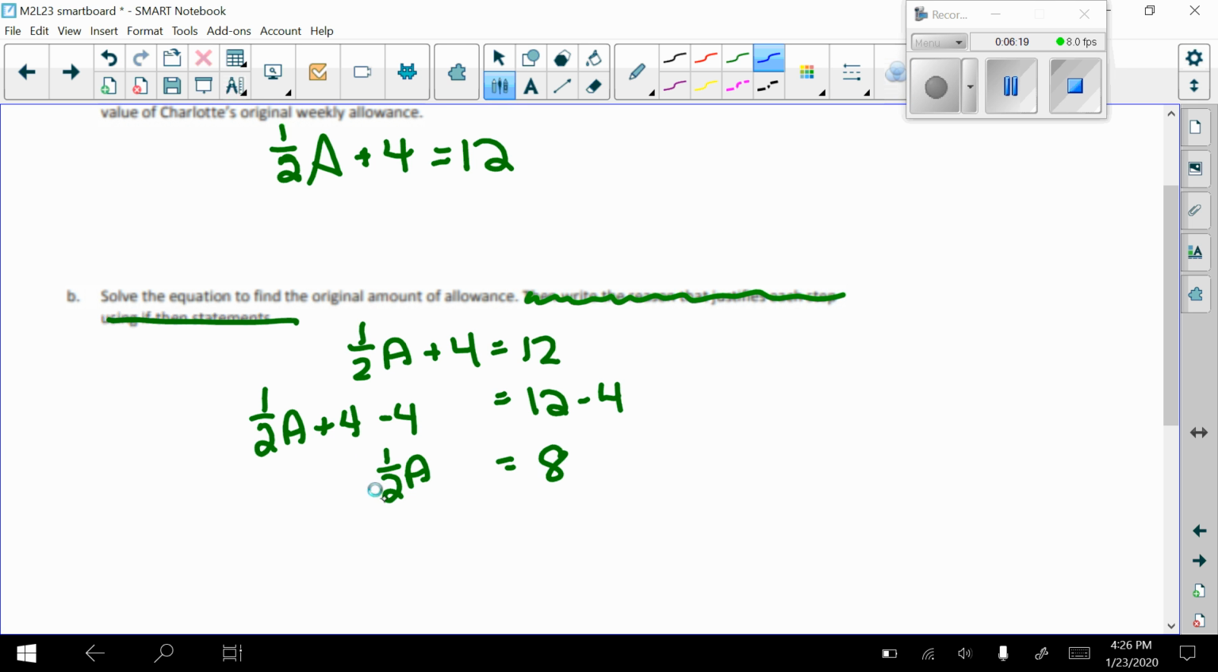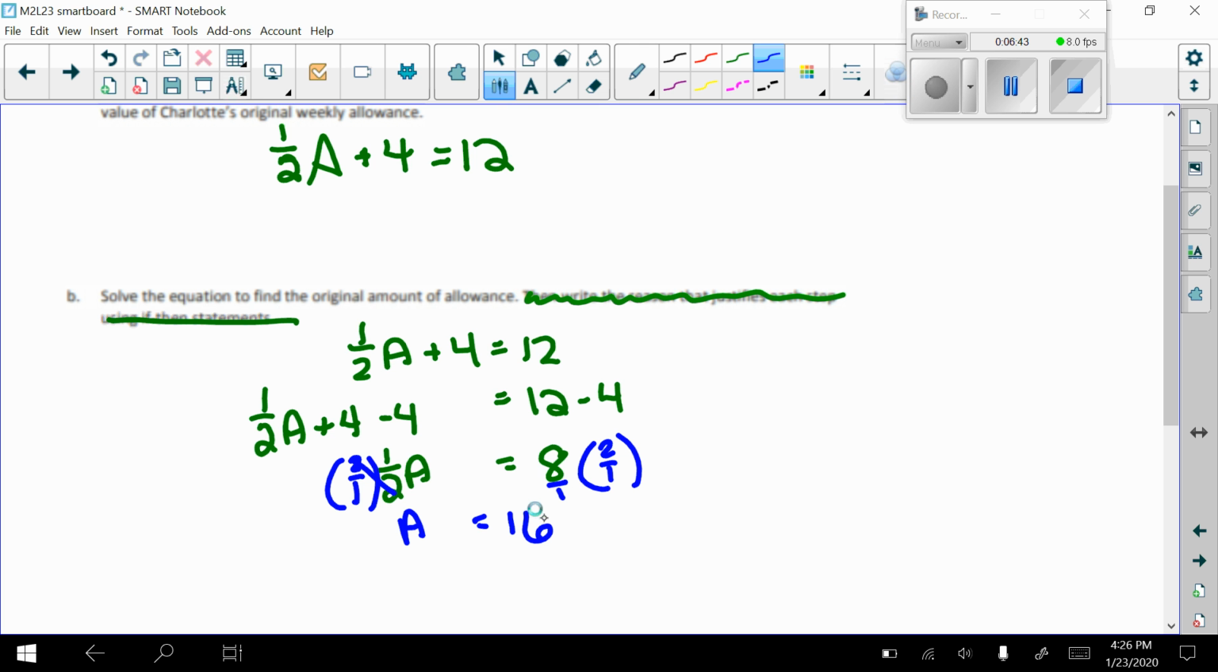So I multiply. I know you can probably do that one in your head, but let's show the steps. Half means I need to multiply by the reciprocal of 2 over 1. And what I do to the left, I do to the right. So those cancel, leaving me with A. 8 over 1 times 2 over 1 is 16 over 1, which is 16.